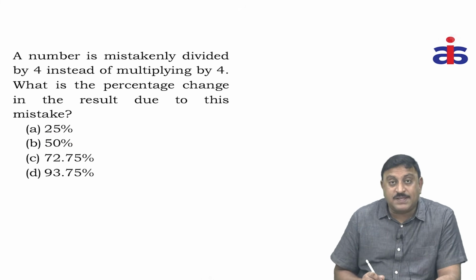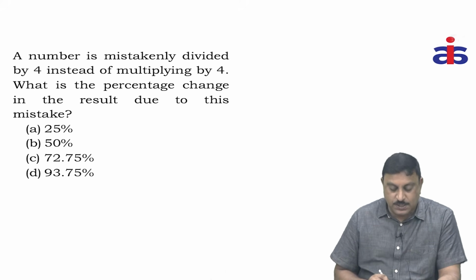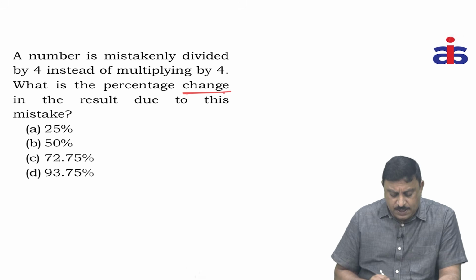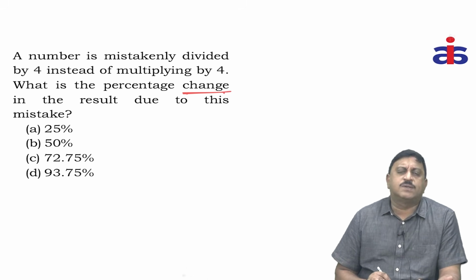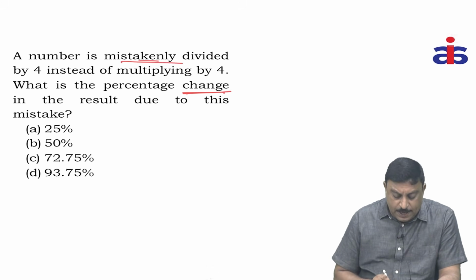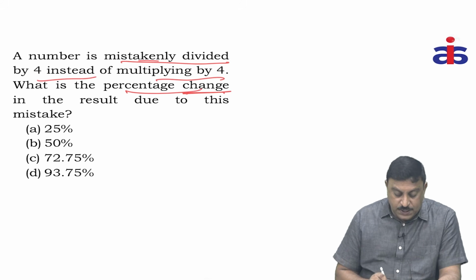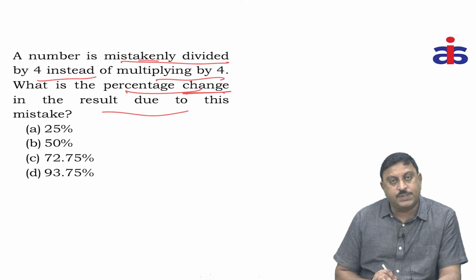Yeah, again the percentage change, that means percentage only. You see this one. Here also the same thing, right? What is the percentage change? Change nothing but more or less, you have to say, that's all. Is in the result due to this mistake. Okay, so some mistake is there. What is that one? A number is mistakenly divided by 4 instead of multiplying by 4. What is the percentage change in the result due to this mistake?